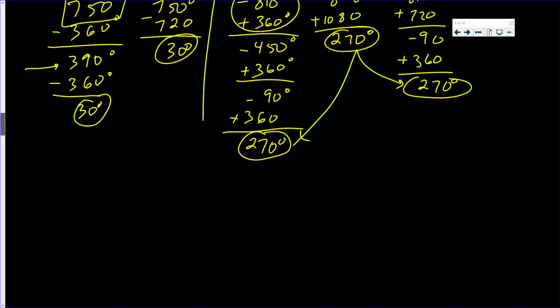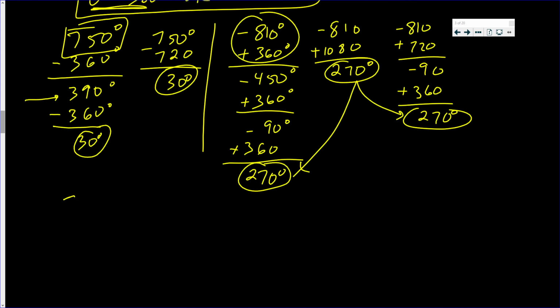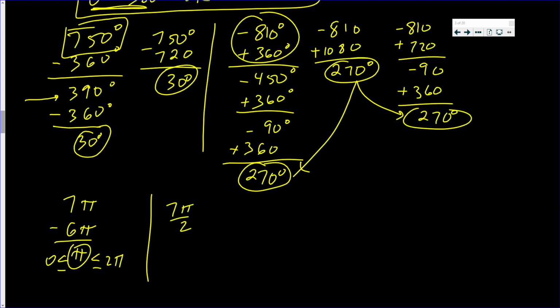Now, what if you have 7 pi? Now that's a little bit easier because we know multiples of 2. So how about we take away 6 pi and we get pi? And that is in between 0 and 2 pi, right? So that's the answer.